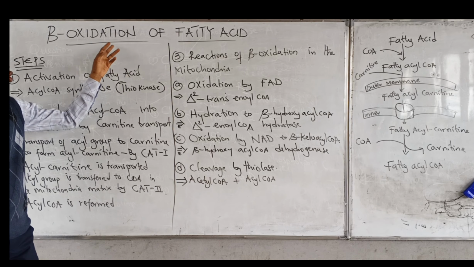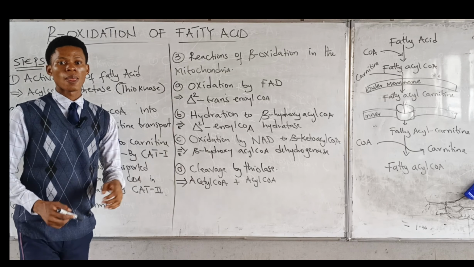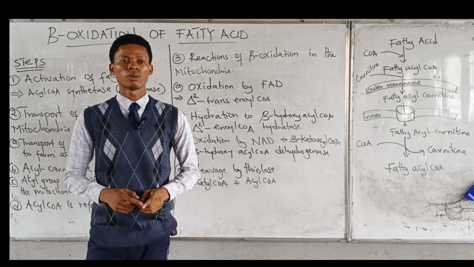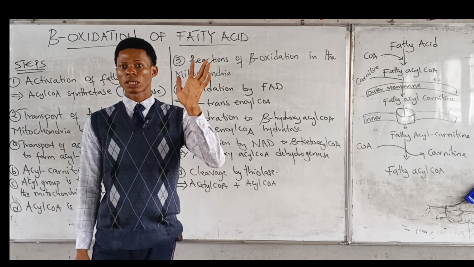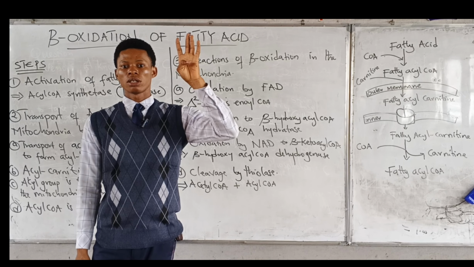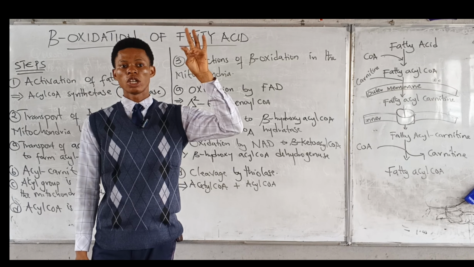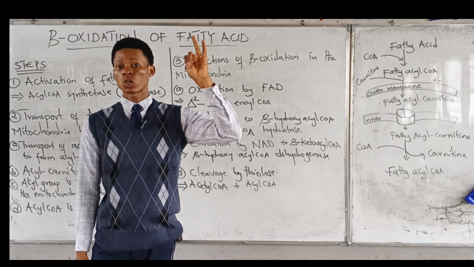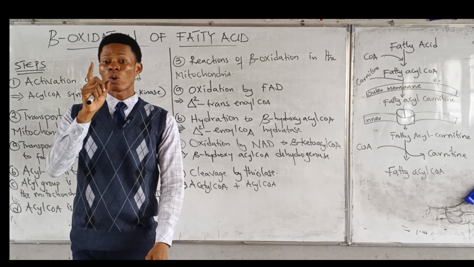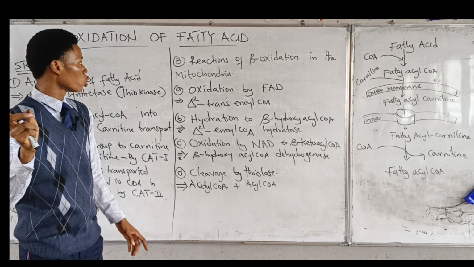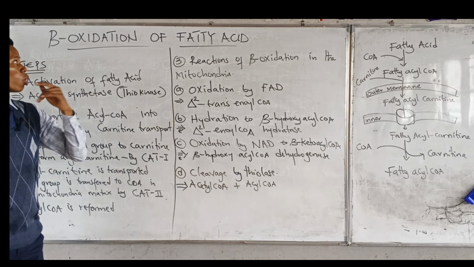So we're looking at beta oxidation of fatty acid. Now, you agree with me that we have 4 macromolecules, right? Carbohydrates, what again? Lipids, proteins, and what? Nucleic acid. So lipids is one example, it falls under the macromolecules.